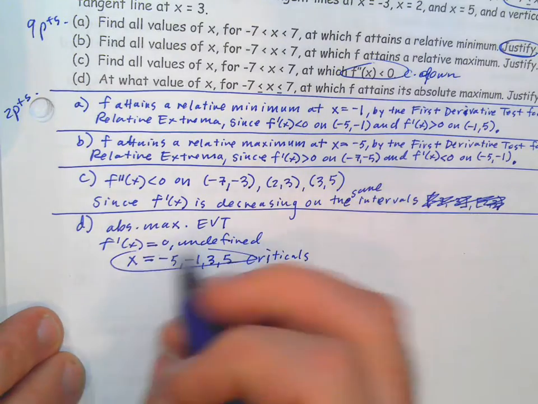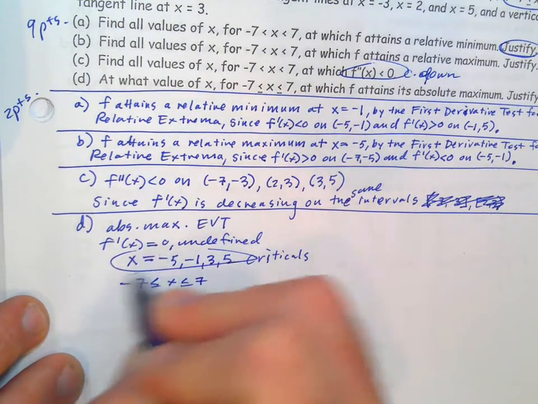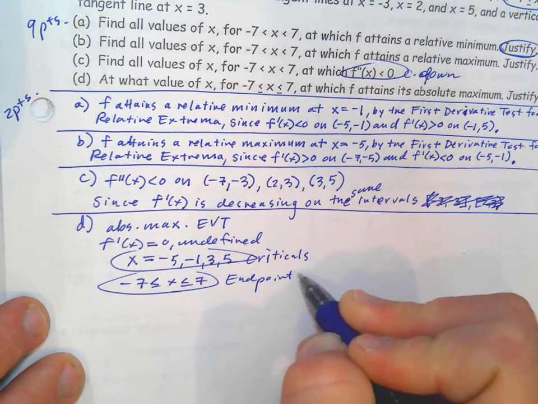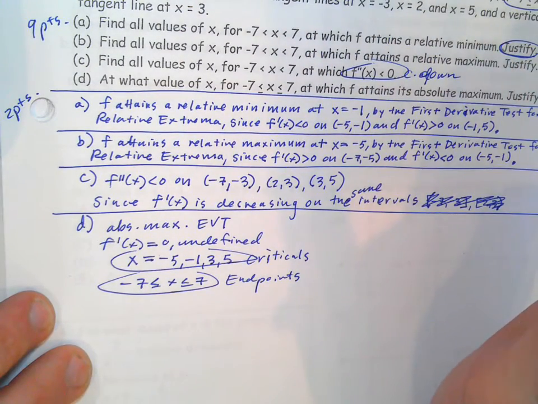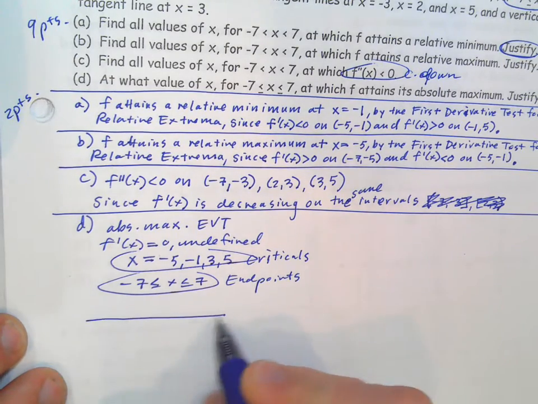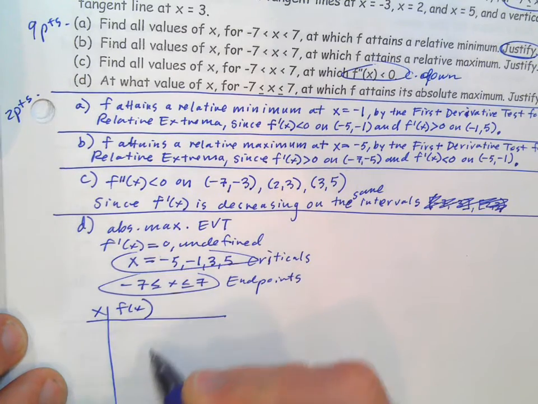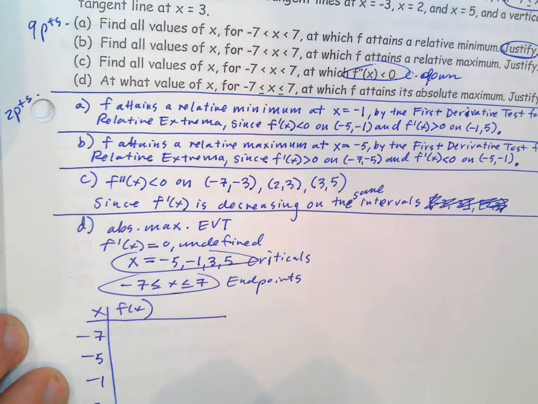Endpoints, we have endpoints. It said -7 to 7, right? So we have a closed interval. If the derivative exists everywhere, then the original function exists everywhere, which means it's continuous. So we have what we need to use the extreme value theorem. Then we would make a table and plug them back into the original function: -7, -5, -1, 3, 5, and 7.